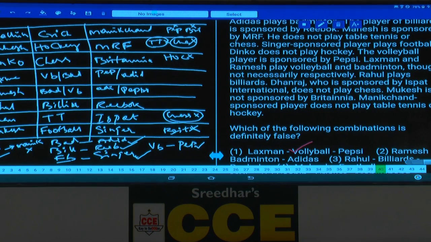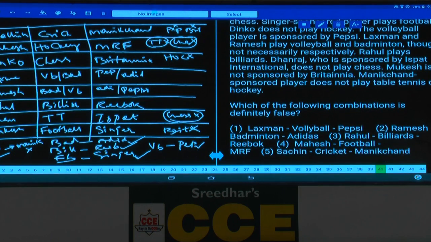Then question number 40. In this question, which of the following combinations is definitely false? Lakshman volleyball chess. Lakshman volleyball Pepsi. Is it true or false? Yes, it can be true. We cannot say that it is definitely false. There is a possibility. And the second one, Ramesh badminton Adidas, that also may be true. We cannot definitely say that it is definitely false.